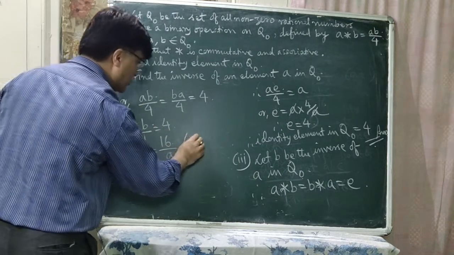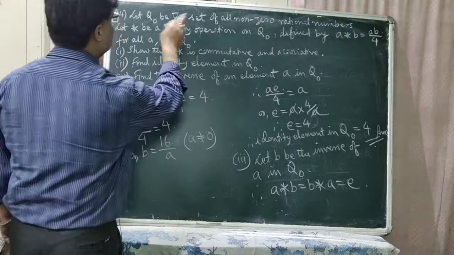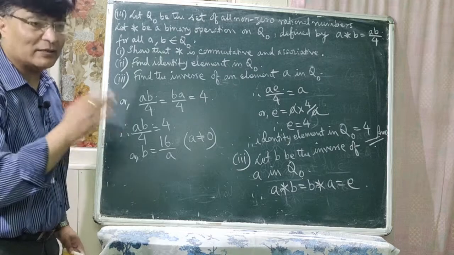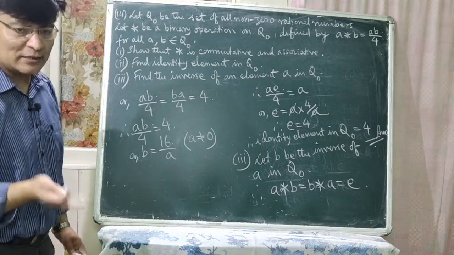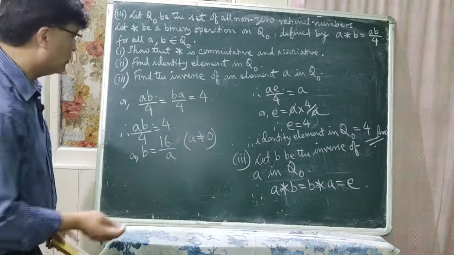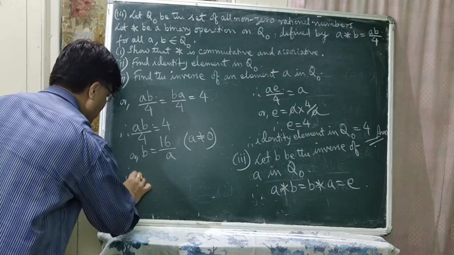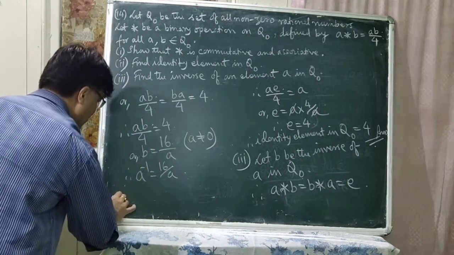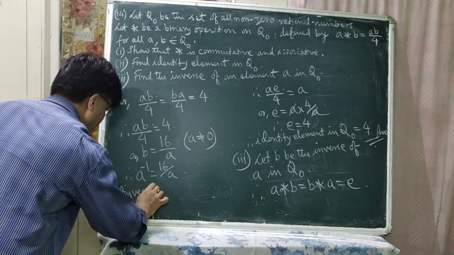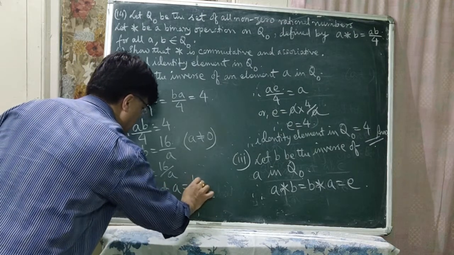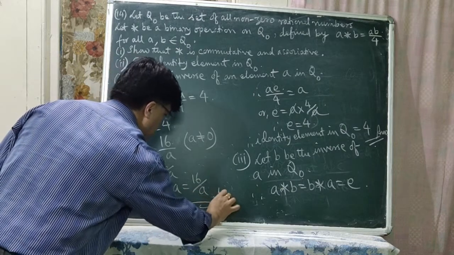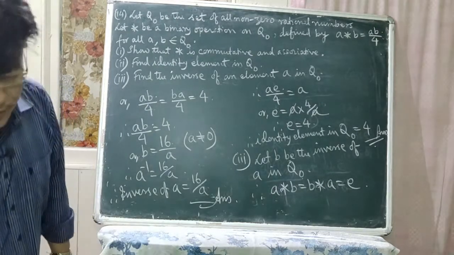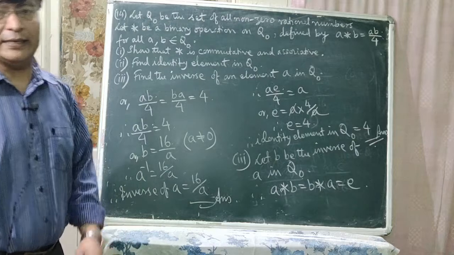Here A is not equal to 0. That's why Q0 is given as the set of all non-zero rational numbers. That means A not equal to 0. Is that clear now? So therefore, you can write here A inverse is equal to 16 by A. So what is the inverse of the element A? Inverse of A is equal to 16 upon A. That is your answer. So what is the inverse of A here? That is 16 upon A.